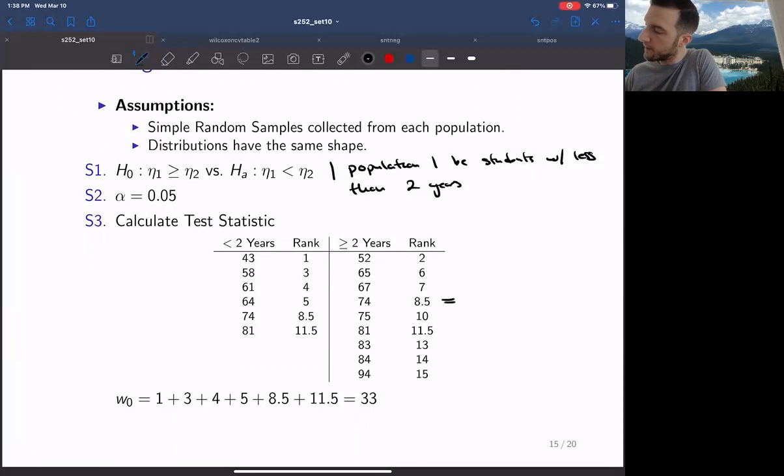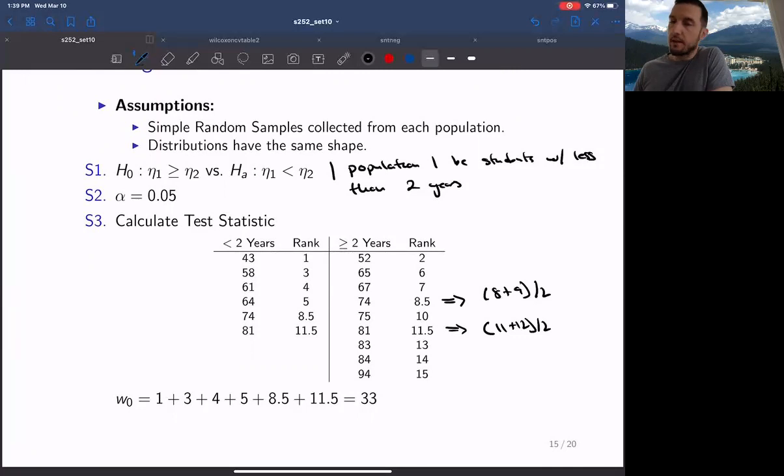So for example, this 8.5 is going to be rank 8 plus rank 9 divided by 2. And this 11.5 is going to be rank 11 plus rank 12 divided by 2. So tie breaking is done in the exact same way for the rank-sum test as it was for the signed rank test. Again, we're assigning ranks as if the data is one large pool of 15 observations. So we're ranking from 1 to 15.